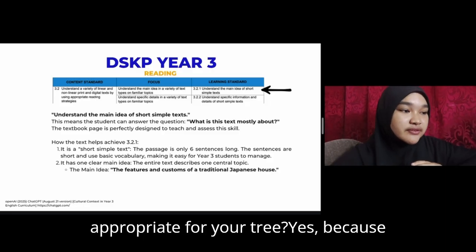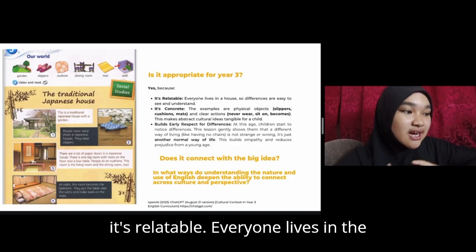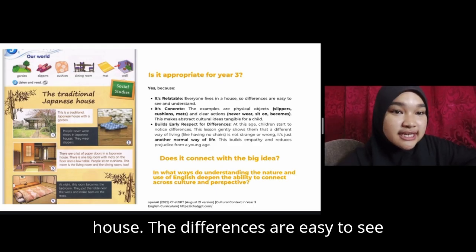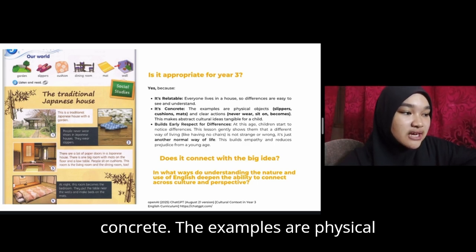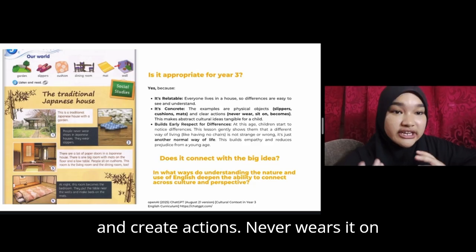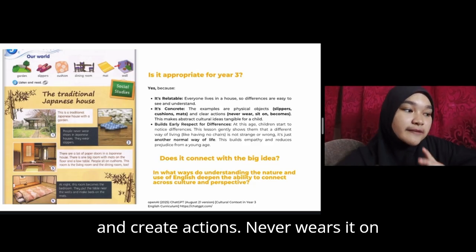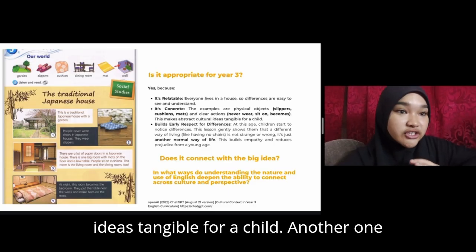So, is it appropriate for Year 3? Yes, because it's relatable. Everyone lives in a house, so differences are easy to see and understand. The second one is it's concrete. The examples are physical objects, slippers, cushions, mats, and clear actions, like where to sit on. This makes abstract cultural ideas tangible for a child.